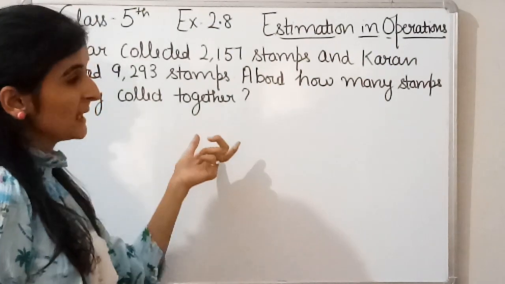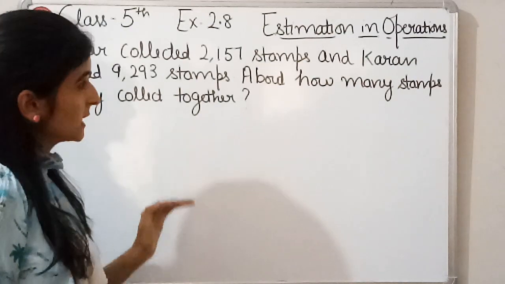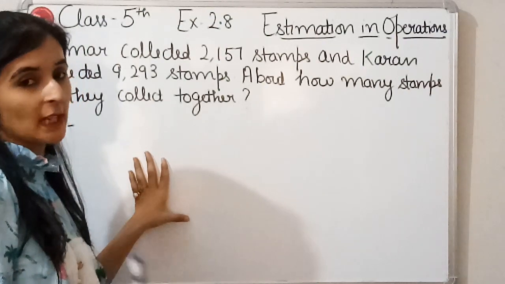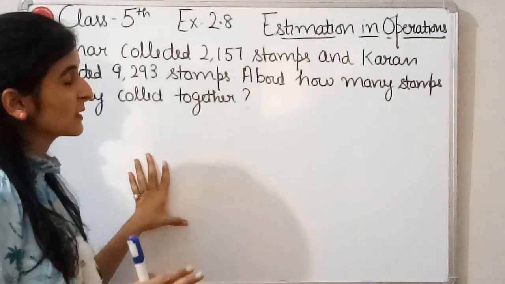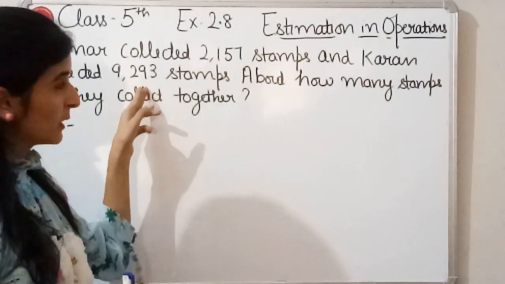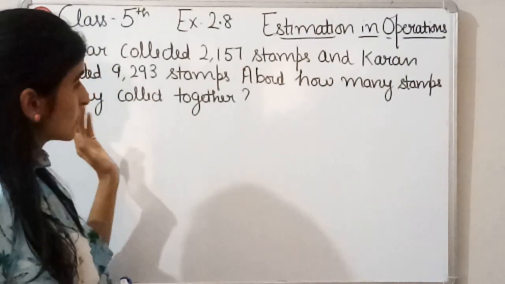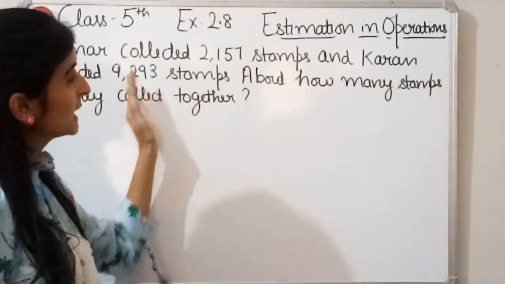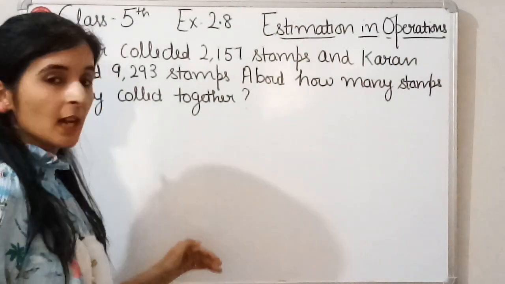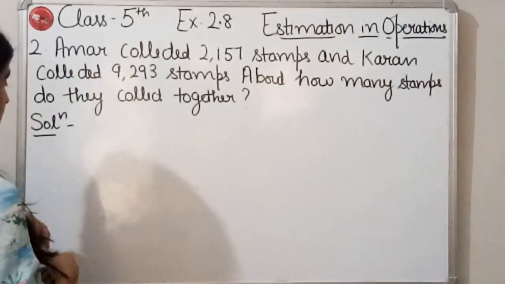Together means we have to add these numbers of stamps, but we have to do estimation. We have to find out the estimated sum. For finding the estimated sum, see, these two numbers of stamps are in thousands. So first of all, we will round off these numbers of stamps to the nearest thousands, and then we will add them together. Fine? So let us start solving.